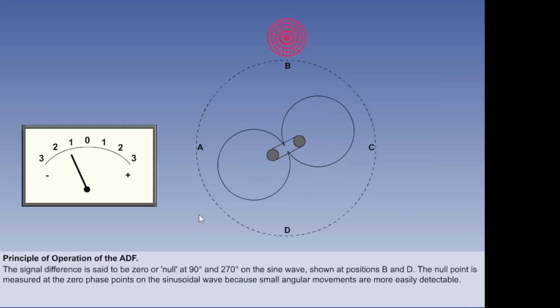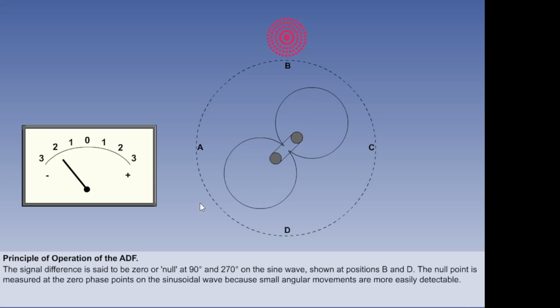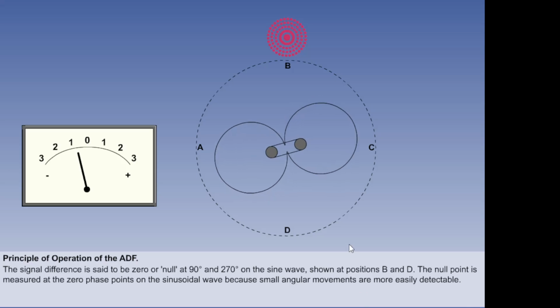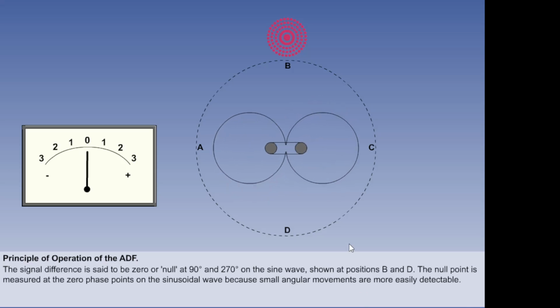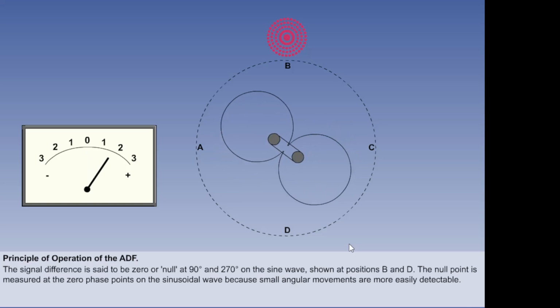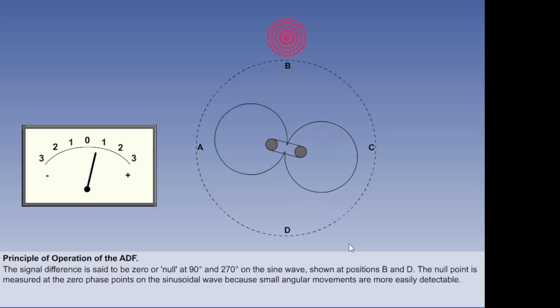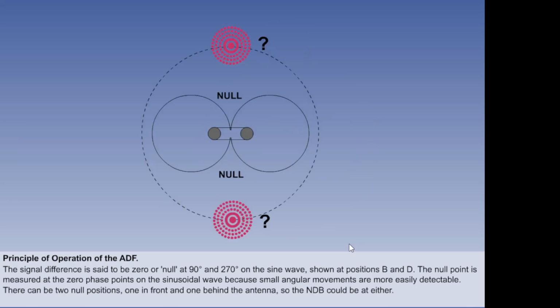Suppose the transmitter is at position B. If the loop antenna is rotated slightly in either direction, signal strength will increase. By finding the null position, zero signal strength, the bearing of the transmitter from the loop can be determined. Having two null points, one in front and one behind the antenna, means that one cannot say whether the NDB is in front or behind.